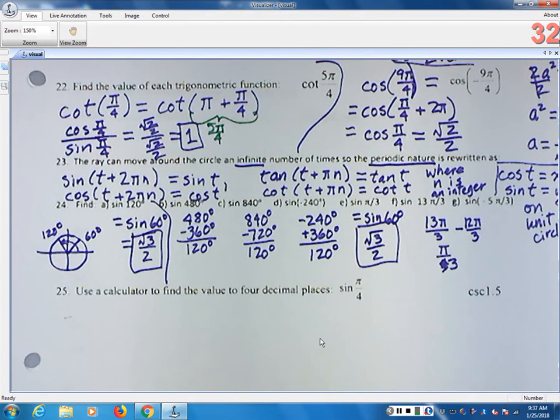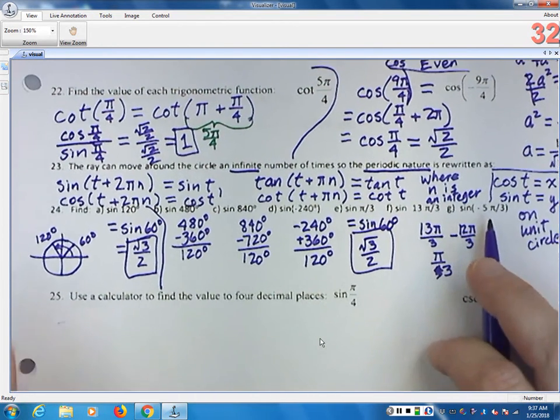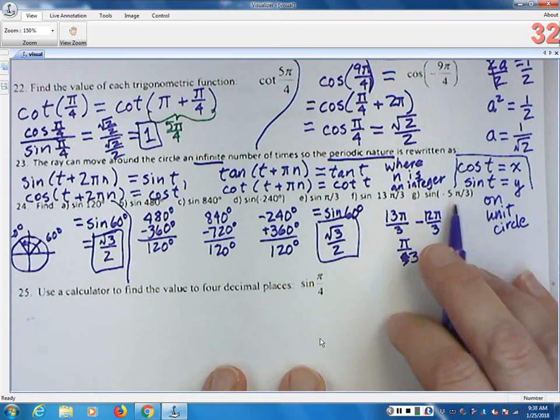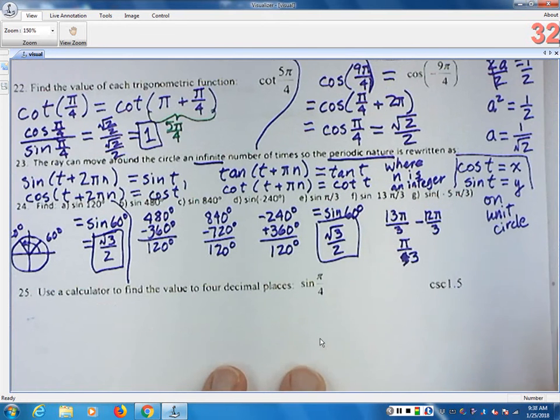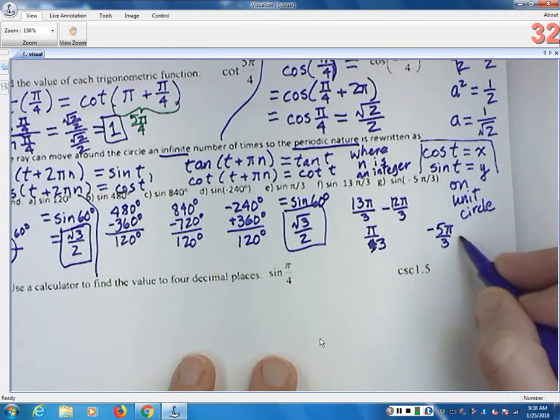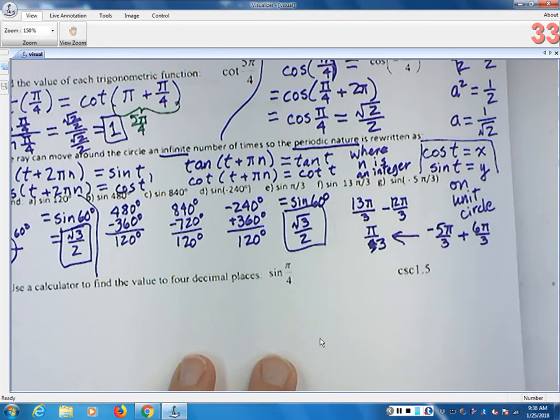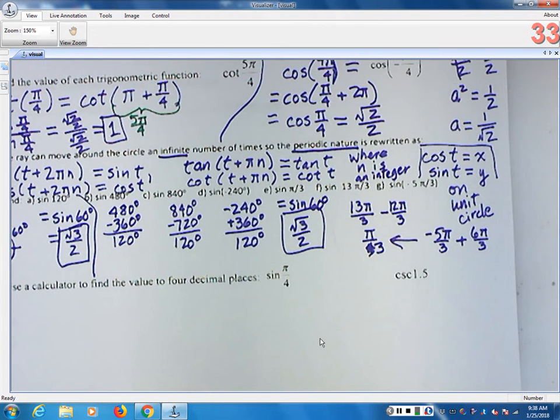So it's the square root of 3 over 2. And then you can add 2 pi to minus 5 pi over 3. If you take minus 5 pi over 3 and add 2 pi, that would be 6 pi over 3, and you get pi over 3. So you're taking sine of pi over 3 again.